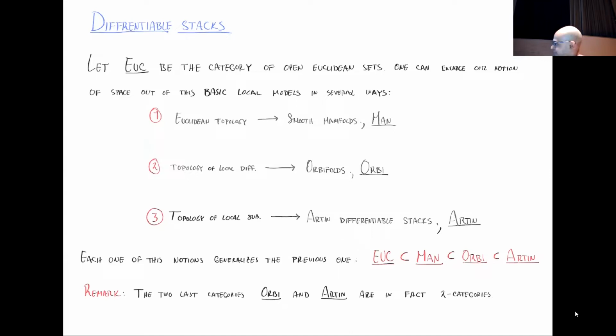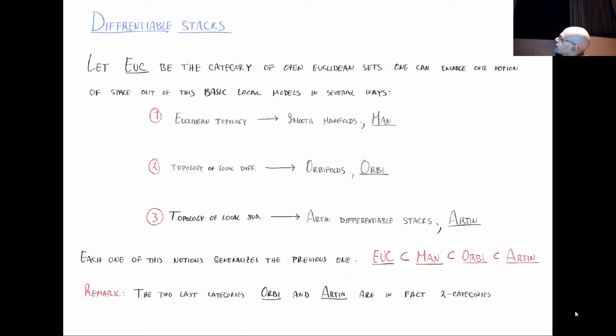C-infinity smooth maps. So this Euclidean category provides us with a certain sense of what a space is, and we can construct out of this category several possible generalizations of the notion of a space or manifold.